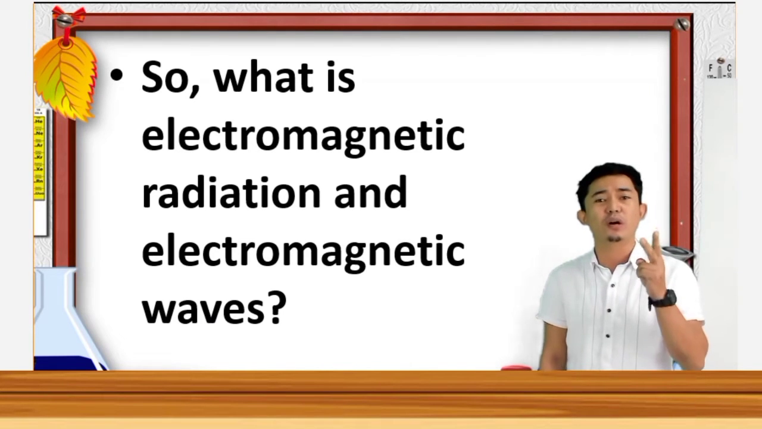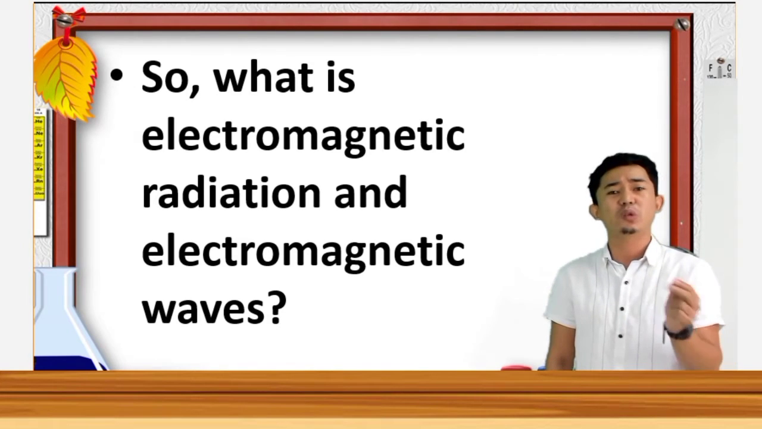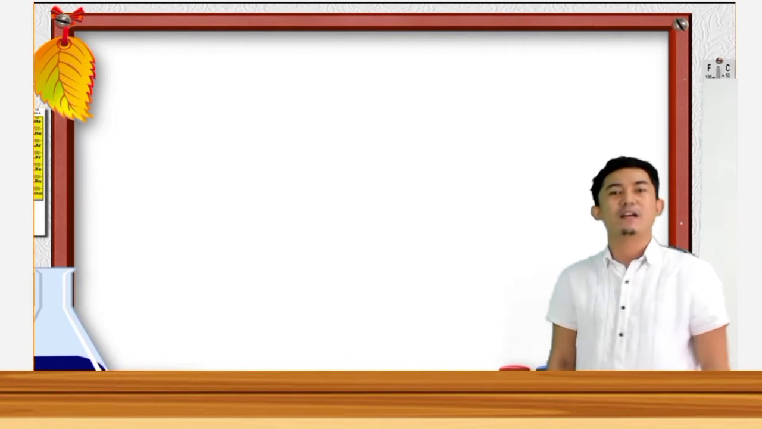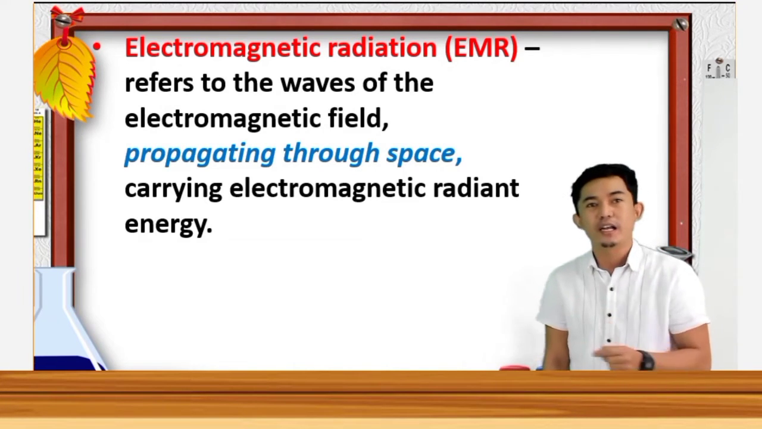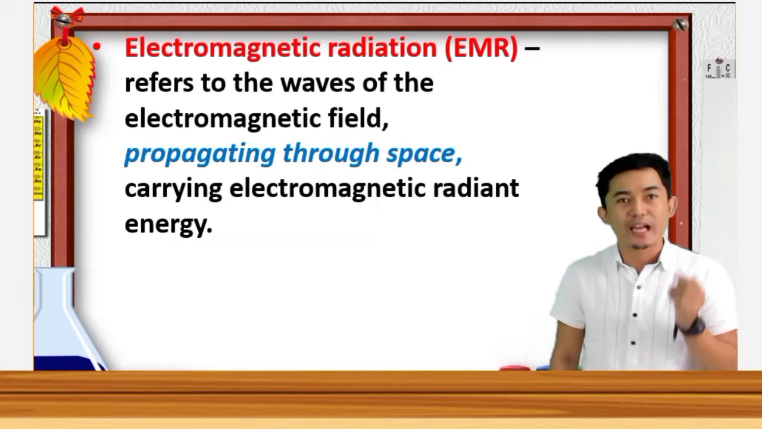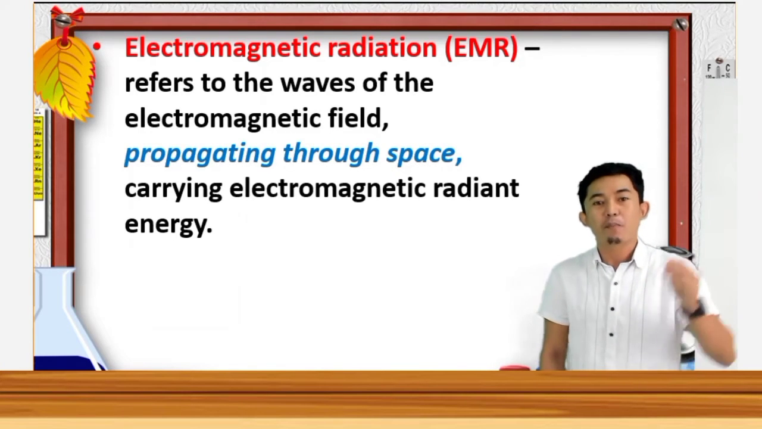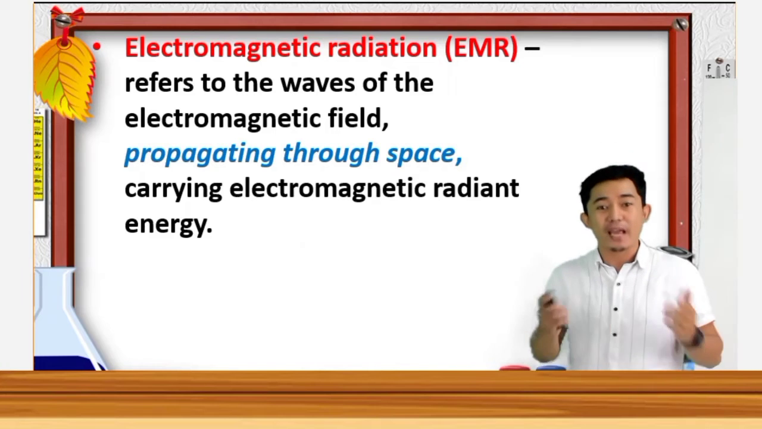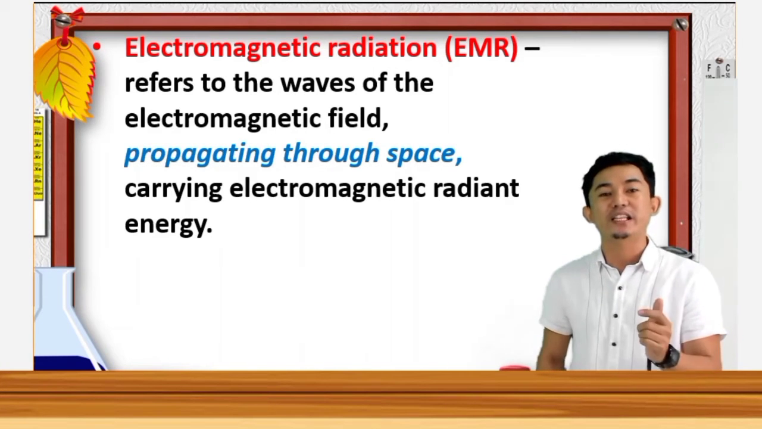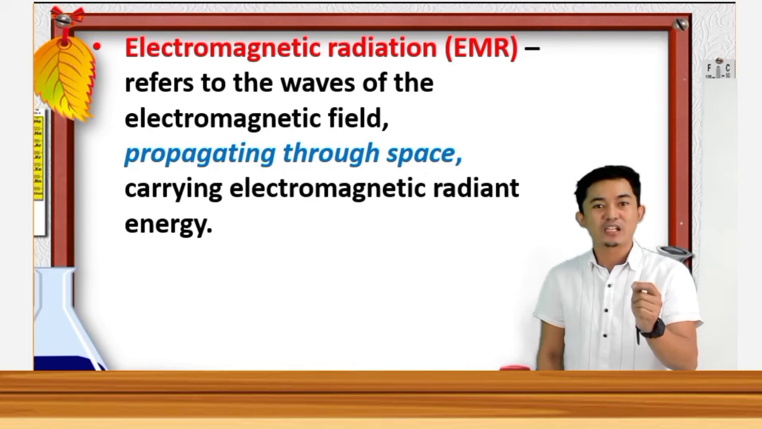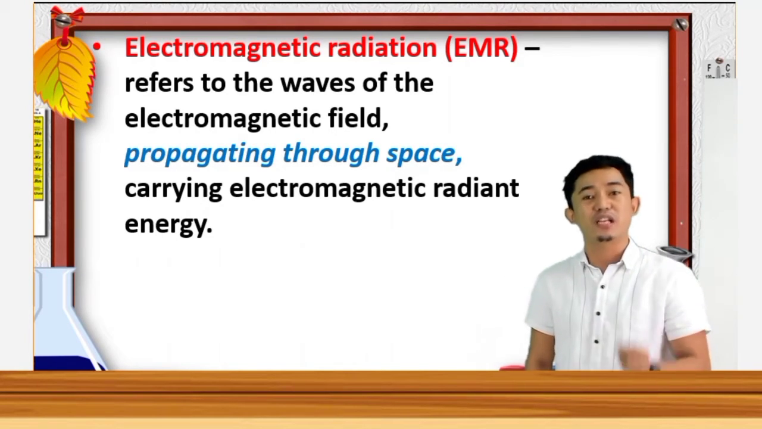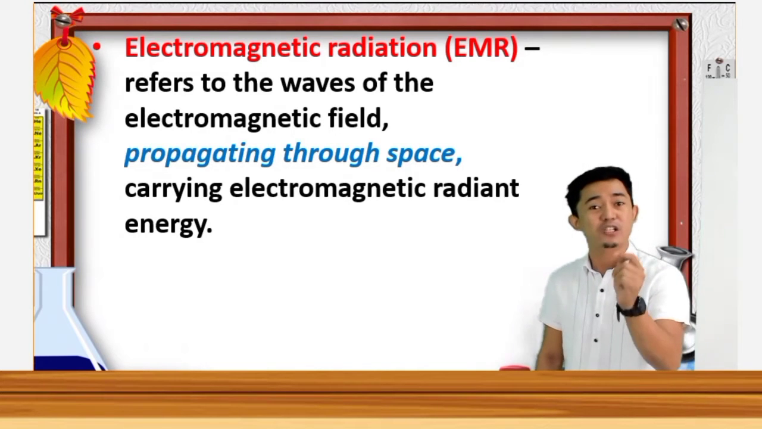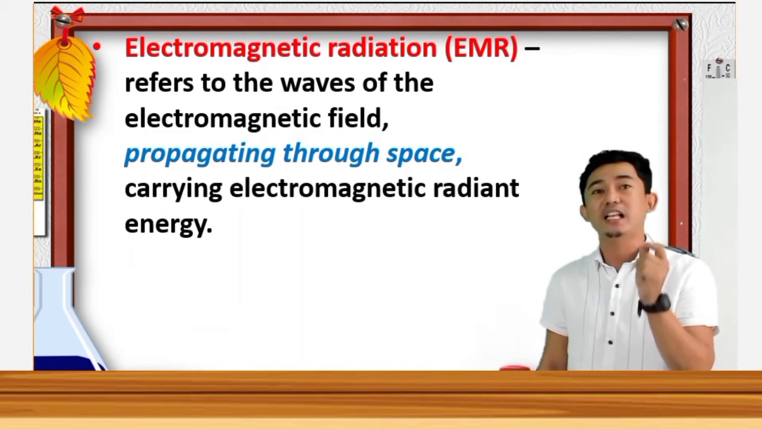Both of these two are quite different from each other, but they are the same when it comes to what is so-called electromagnetic. Okay? Actually, class, when we say electromagnetic radiation or EMR, it refers to the waves of the electromagnetic field propagating through space carrying electromagnetic radiant energy. So have you seen the electromagnetic radiant energy? This electromagnetic radiation is a form of energy, specifically the radiant energy.